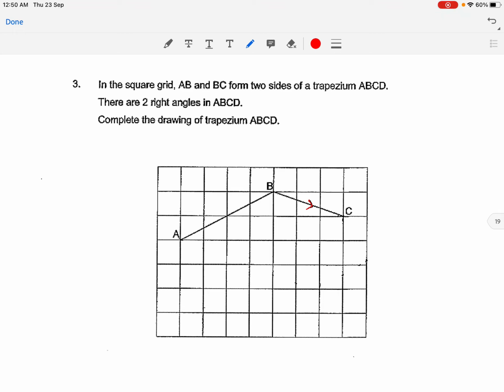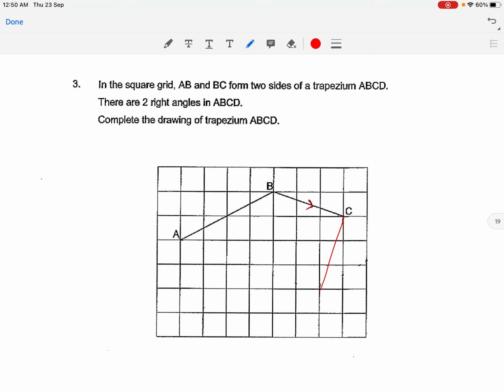So what you can do is you will need to draw two right angles. So I'm just going to show you where it is. It will be here. Please take note that you need to use your set square if possible. Oh, wait. You will need to use your set square in order to ensure that it is 90 degrees.